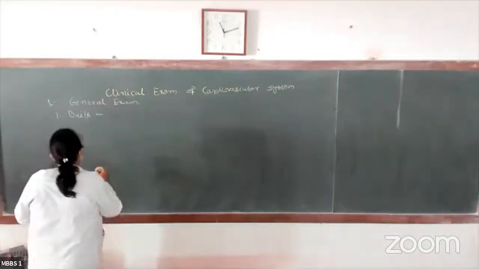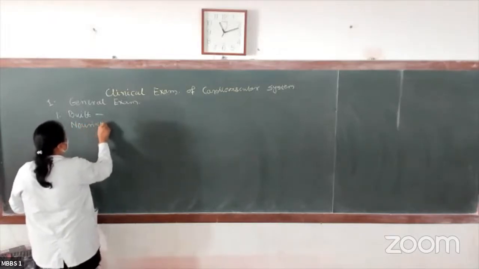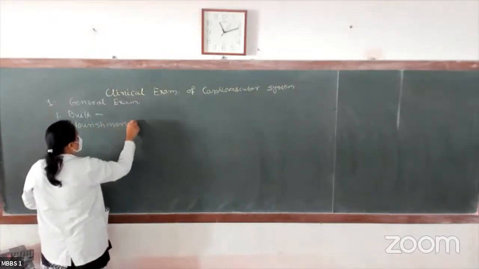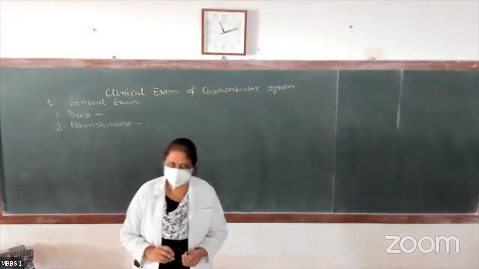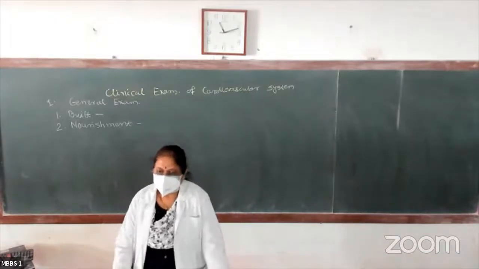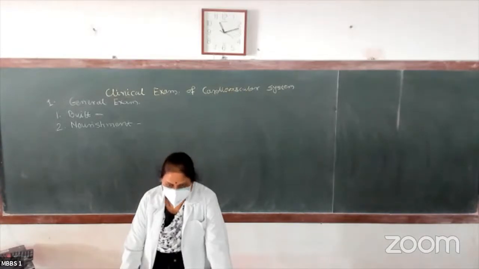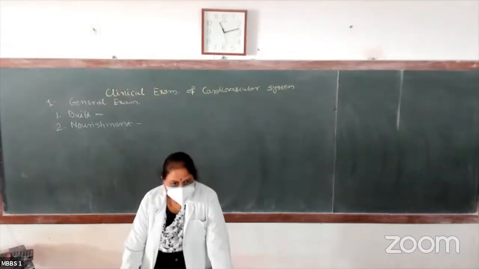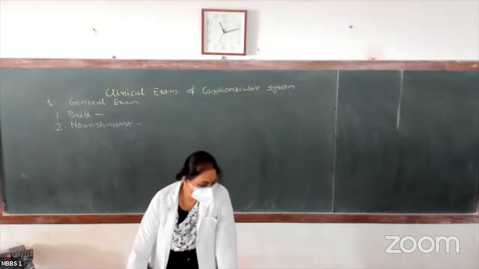Second point is the nourishment of your subject. For nourishment, see the muscular structure of your subject. He is either normally nourished, or undernourished, or obese. So if he is thin, that is undernourished; if he is overweight, that is obese; or he is normally nourished. So the second point for the general examination is the nourishment of your subject.